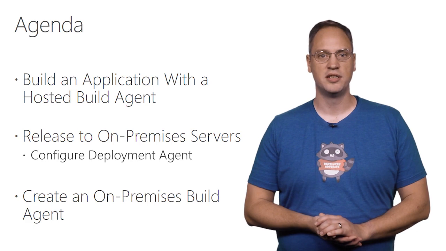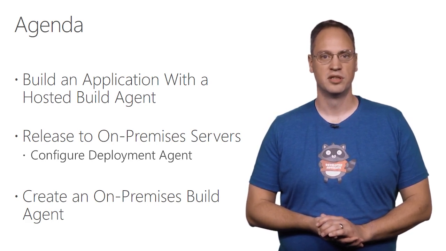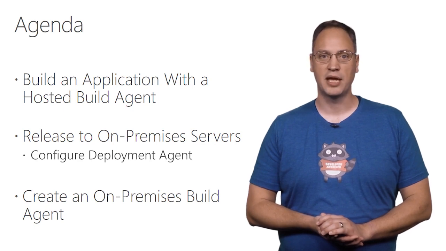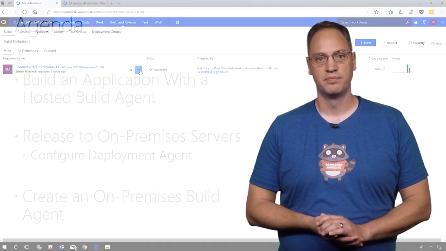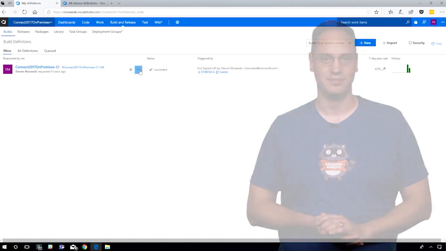We're going to dive right in and take a look at the build and release process for releasing to on-premise environments. After we've taken a tour of the build and release process, we'll make a change to the application and follow it through the pipeline. Then, we'll add an on-premise build agent and change the build to use it.